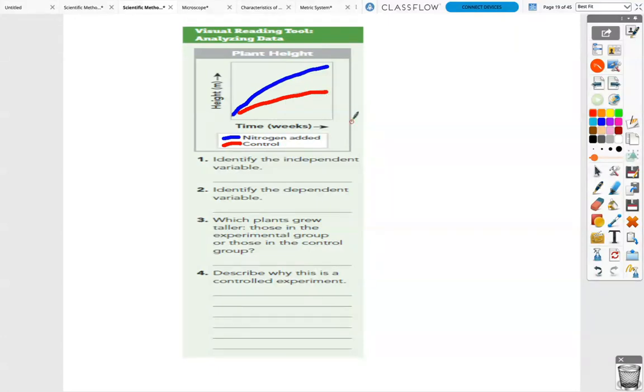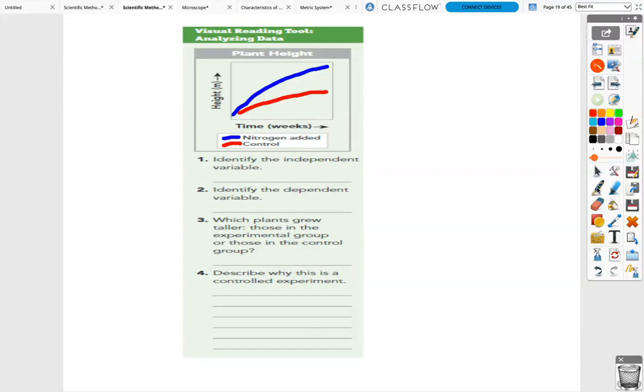So we can see just by looking at this, if we're talking about two different plants, let's say we have plant A up here and we have plant B right here. We can see that plant A, the one that had nitrogen added, had more growth than our plant B, the one with the control. So what it's wanting you to do here is identify your independent variable.